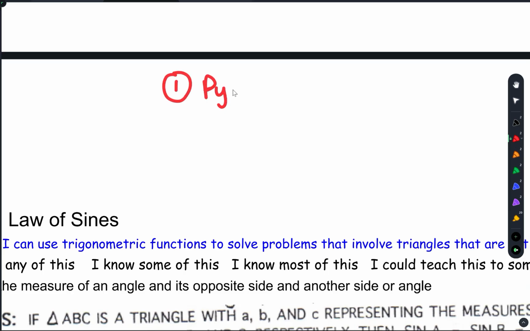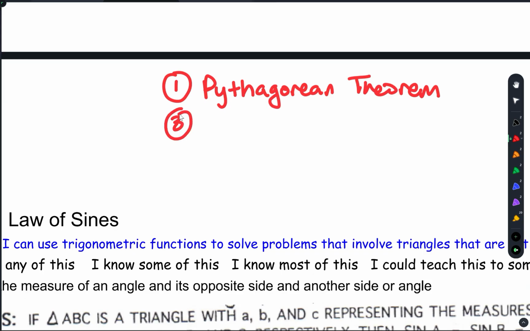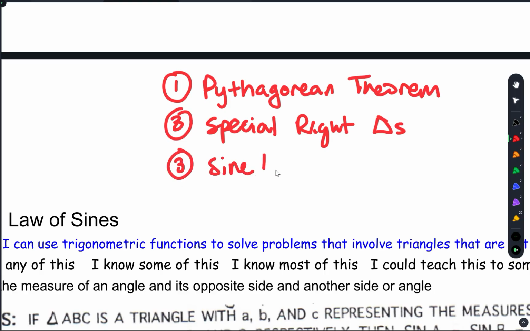We know we have solved triangles with the Pythagorean theorem, a squared plus b squared equals c squared. We've also solved triangles 30, 60, 90 or 45, 45, 90. Those are the special right triangles. And then more recently, we solved triangles using sine, cosine, and tangent, our trigonometric ratios, as well as their inverses.